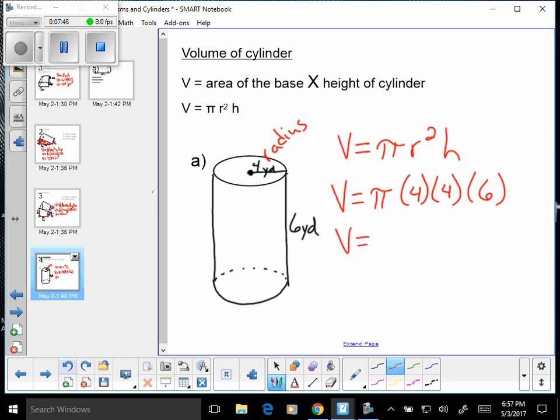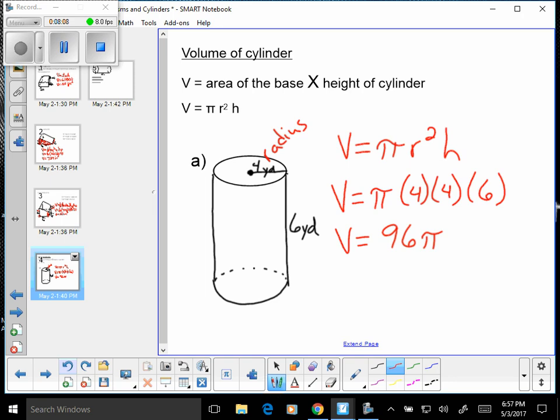Now they are going to figure that you're using the pi key. So again, this is just straight multiplication. Pi times 4 times 4 times 6. Then they will usually tell you to round off to something. Now, some people put in an extra step, and they'll say, okay, my answer is 96 pi.